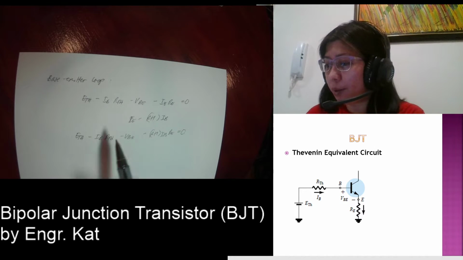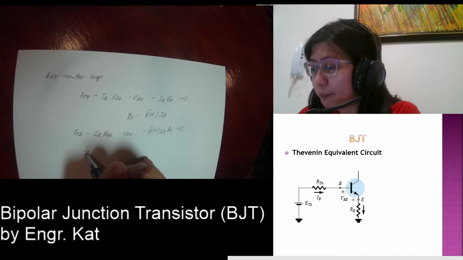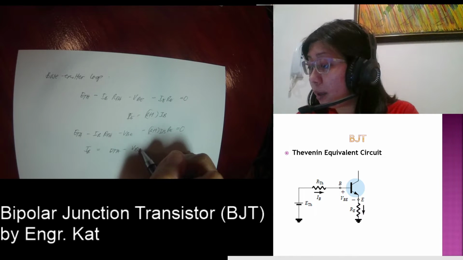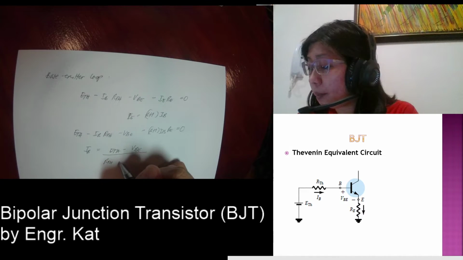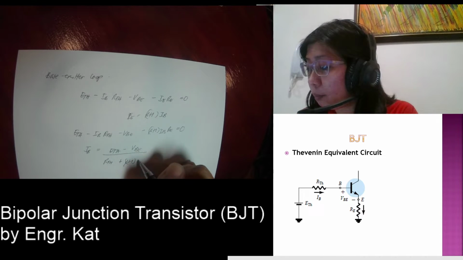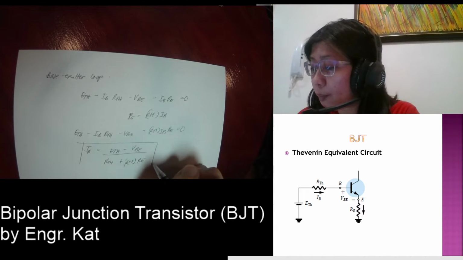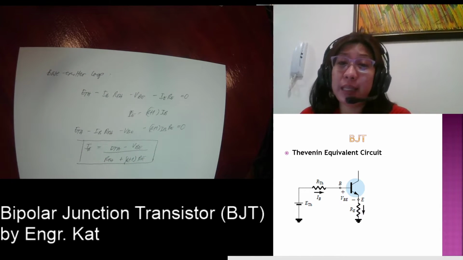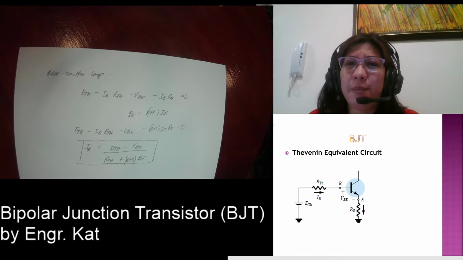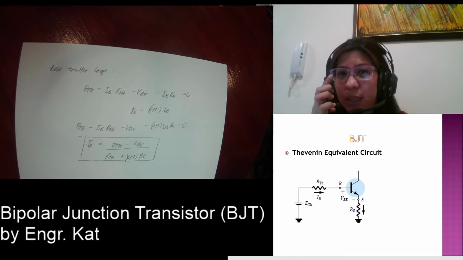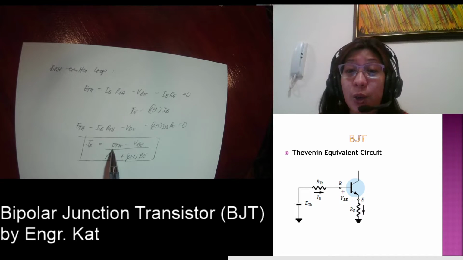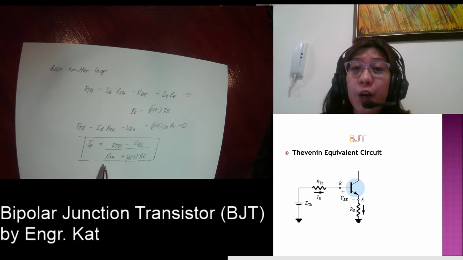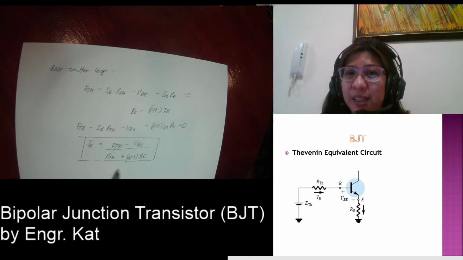Okay, so we only have one unknown, which is your IB. How do we solve for IB? Factoring out IB, we have ETH minus VBE all over RTH plus beta plus 1 multiplied by RE. This is your formula for IB. This looks exactly like your formula in the emitter stabilized configuration. But in the emitter stabilized configuration, instead of ETH, you have VCC, and instead of RTH, you have RB. But the format is the same.